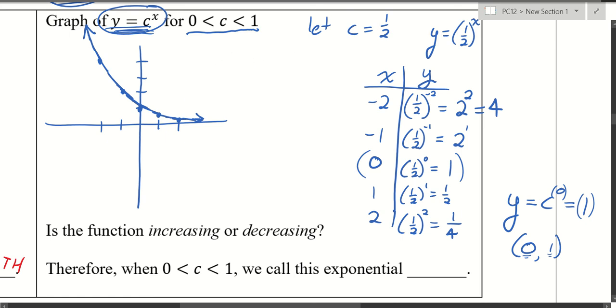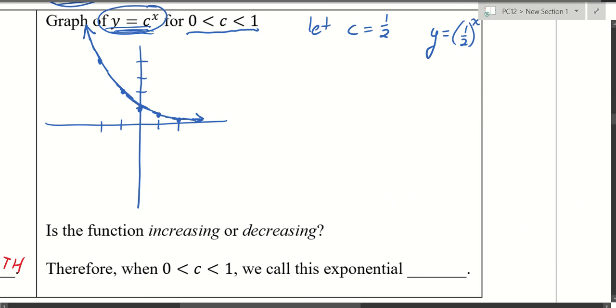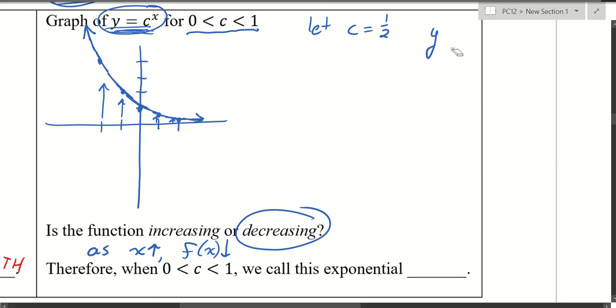Now, let's try to answer some of these questions. Is this particular function increasing or decreasing? Well, as our inputs increase, what is happening to our outputs here? As we go more and more to the right on our x-axis, our outputs are actually decreasing. So we can say this is a decreasing function. And all exponential functions with a base in between 0 and 1 will exhibit this behavior.